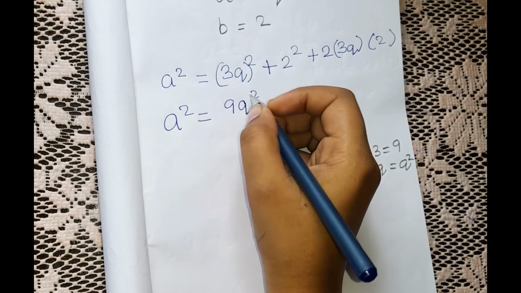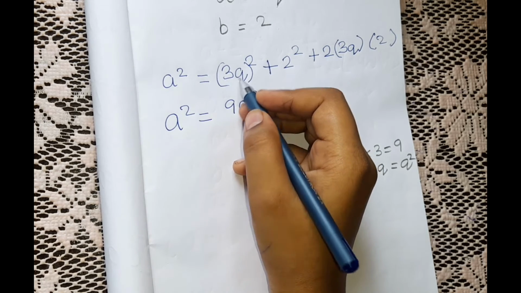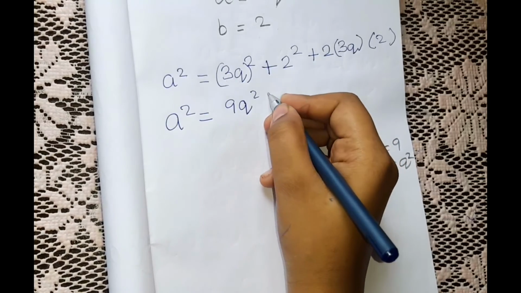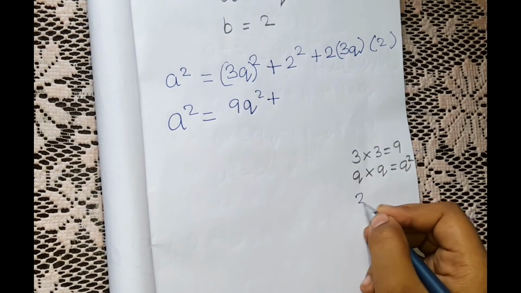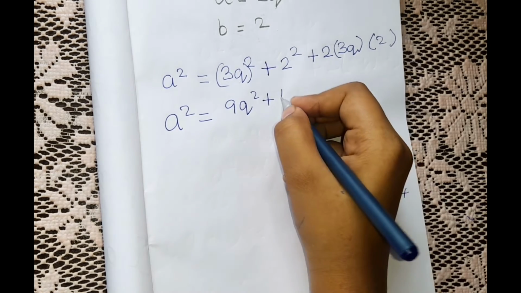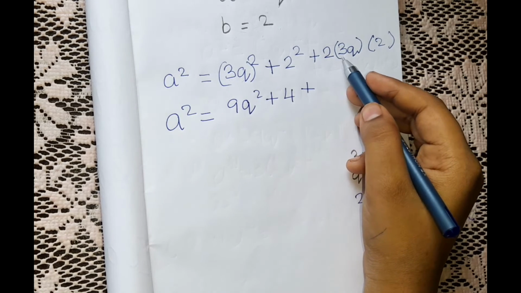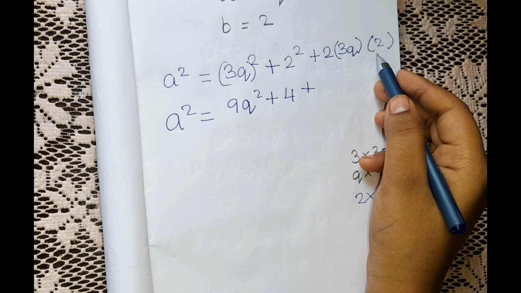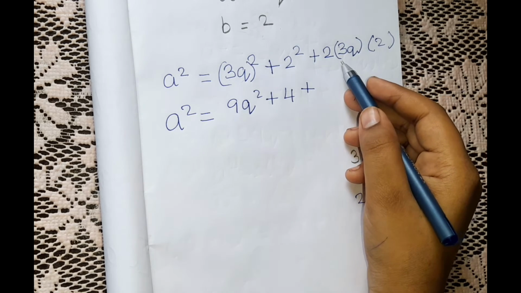So remember that if it is 3Q the whole square, this 2 belongs to 3 as well as Q. Then plus 2 square. 2 square means 2 into 2. So 2 into 2 is 4. So we shall write 4. Plus here it is 2 into 3Q into 2. Somewhat difficult, am I right? Okay, no worries. So here it is.